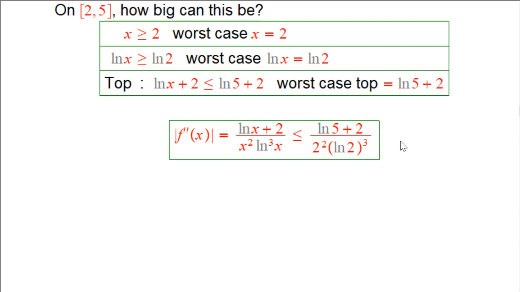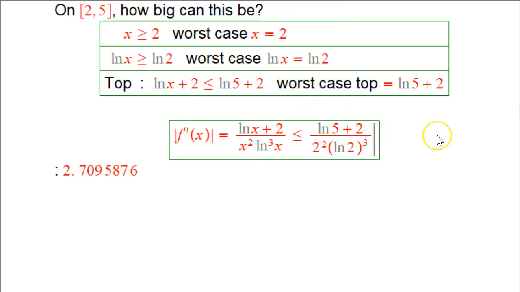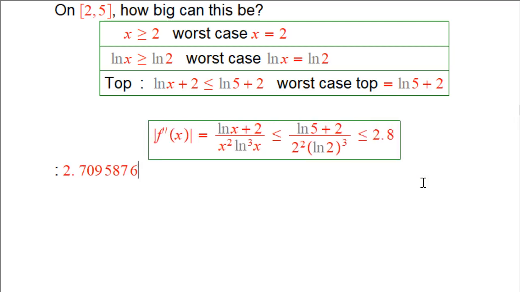So that's something that's not super sophisticated. Wouldn't need a graph or anything, just a calculator. And I'll go ahead and do that numerically. And it's about 2.7. Okay. And let's say 2.7, let's say 2.8 just to give it a little bit of wiggle room.